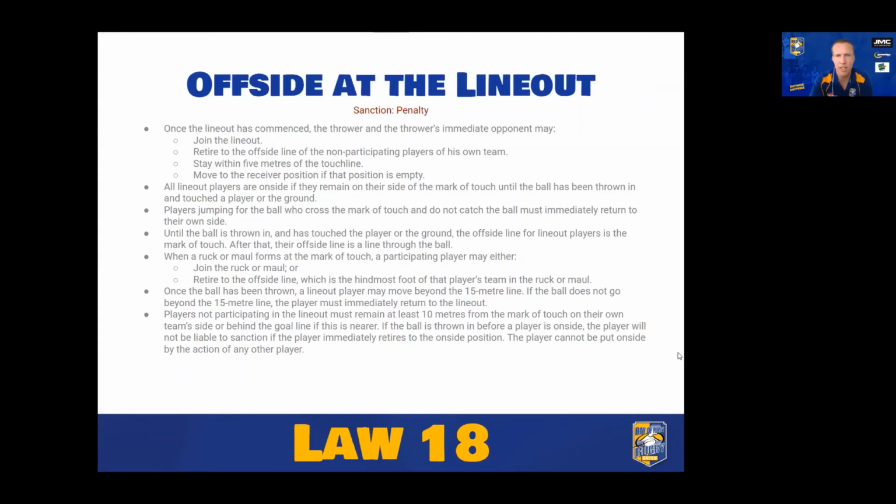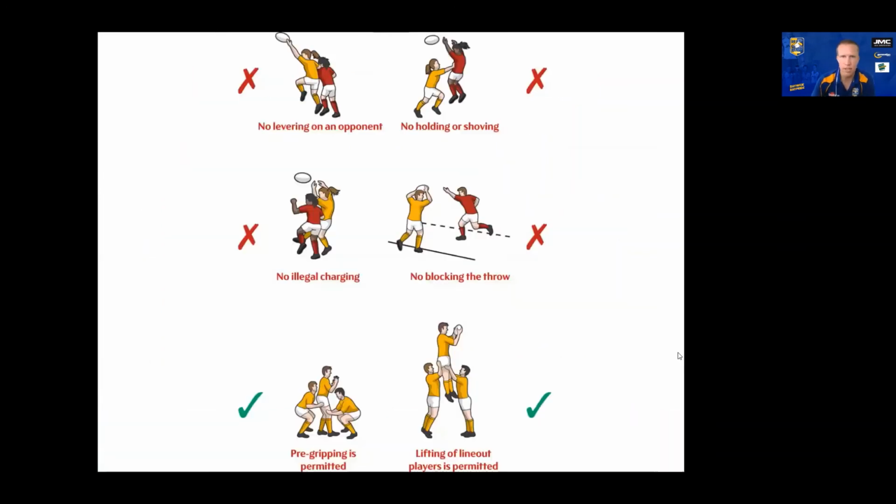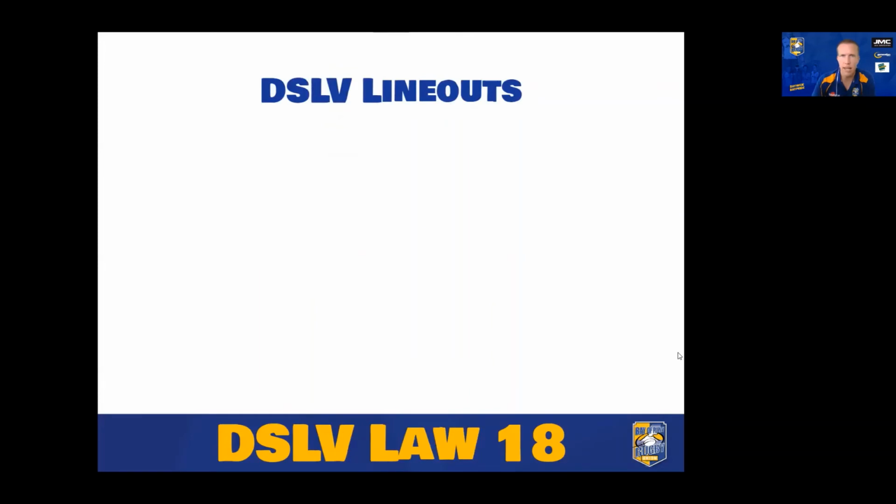They can't just turn around and come back up. Their own teammates can't put them onside. They've got to get all the way back and then come up. So that's one of the key areas of law: they can't be put onside by actions of their own teammate or opposition. So just so you know that. Cool. Yes, offside, that's our offside law there. Go through there. And last little section is our lineouts.